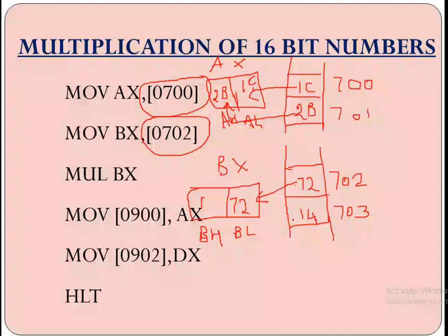Then you multiply, and the answer will be stored in AX. It is going to be 16-bit times 16-bit, so at maximum I require 2 registers for storing my data. It will take AX and DX for storing. From AX you move it to a register, and from DX you move it to a register for seeing the output. Do you understand this?